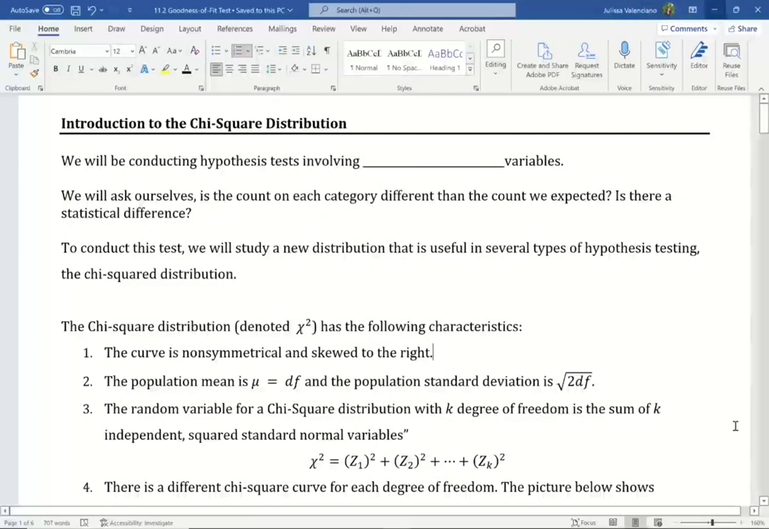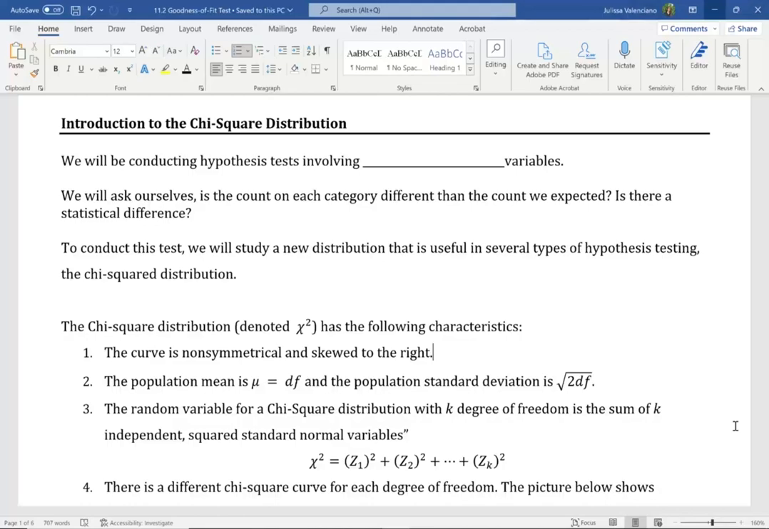I'm creating this video to give you a quick introduction to the chi-square distribution. This is going to be a new distribution that we use. This distribution can be found on your calculator, on Google Sheets, and Excel. The purpose of this video is to introduce you to the main characteristics of this distribution.